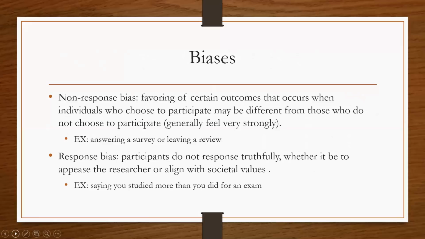So back when we were going over biases, non-response and response bias had a lot of confusion. So I'm hoping it's understood a little bit better now, but going over it anyway. So the non-response bias is basically when individuals can choose to participate in the study, research, whatever's going on. And so generally what happens is those who do participate feel very differently than the average population. They generally feel much stronger about something.